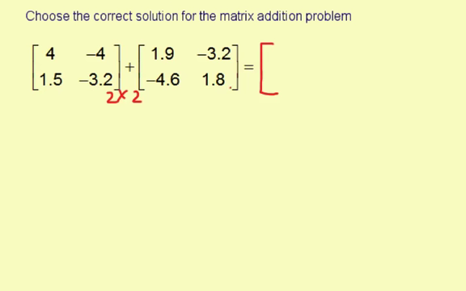So I'm getting it ready. Got the left bracket. Let's add the entries. 4 plus 1.9, that's going to be 5.9. The next entry is going to be negative 4 plus negative 3.2. Now negative 4 plus negative 3.2 is the same thing as negative 4 minus 3.2, and that's going to be equal to negative 7.2. So negative 7.2 is going to be the next entry. Go ahead and close that.